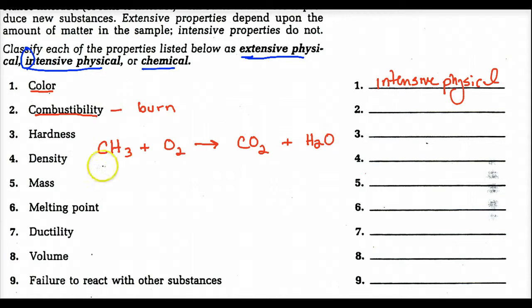What's happening? The carbon, which was once with the H's, hooked up with the oxygen, and the oxygen went with the H's. They rearranged to make brand new substances, brand new pieces of matter that have brand new what? Properties. The properties change in burning. Okay? So combustibility is chemical. The ability to change. Some things do not burn very well, but that's still a chemical property, the ability or not. Number three, hardness. What do you think hardness would be?